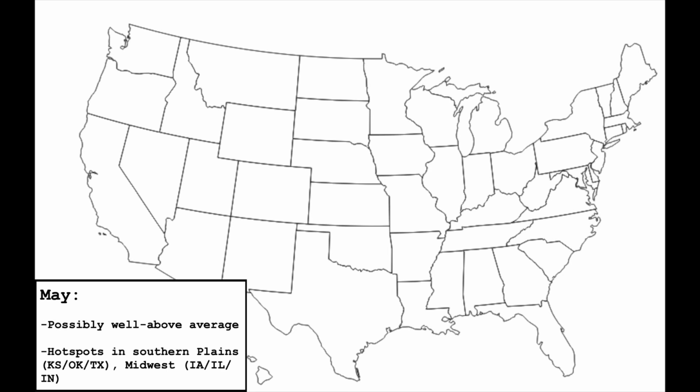Our analogs and the research we discussed suggest that we may see traditional Tornado Alley light up, especially places like Kansas, Oklahoma, and Texas, and the Midwest may also be a focus for increased tornadic activity, especially in the vicinity of the Iowa, Illinois, Indiana corridor. I also think we'll remain active to very active into June.